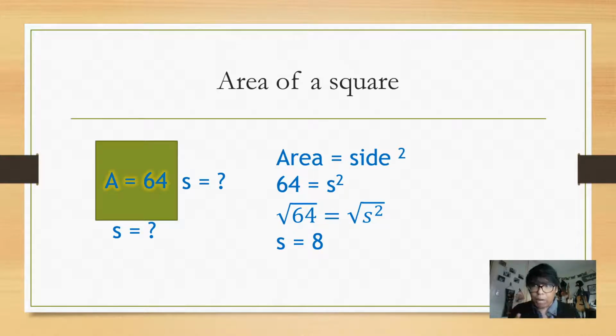Now remember that property because that's going to come up again later. The square root of anything squared is itself. So the square root of S squared is S.